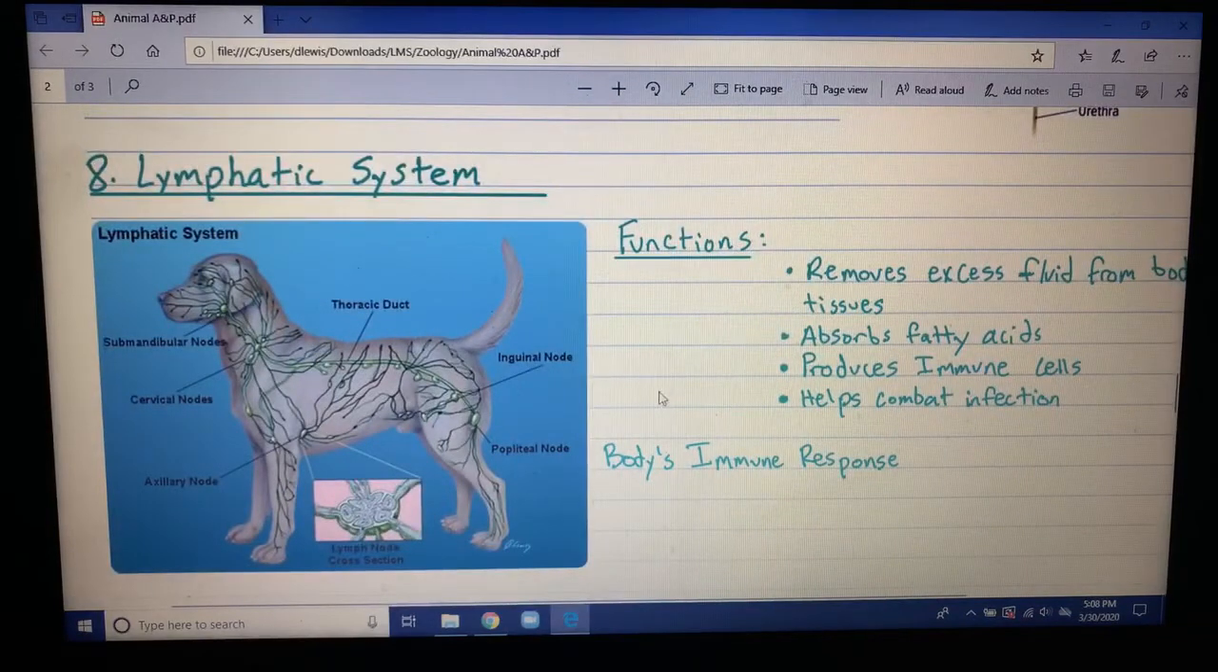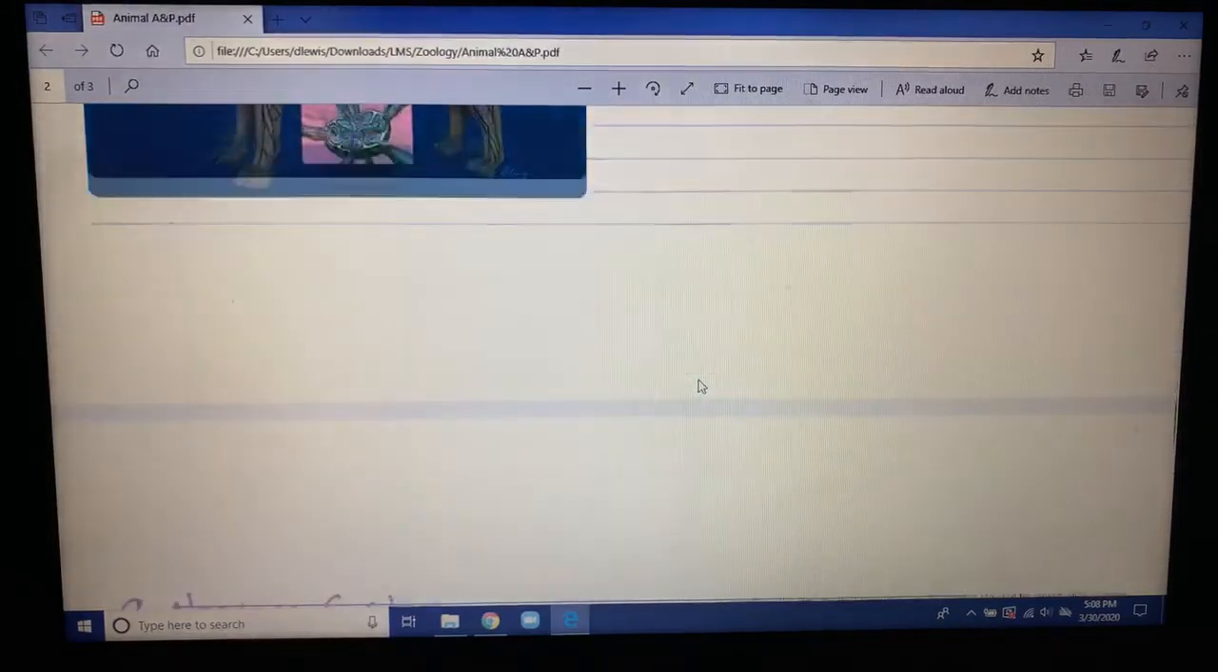The lymphatic system is going to be our body's immune system. It's going to remove excess fluid from blood tissues. It'll absorb fatty acids. It's responsible for producing immune cells, and it helps combat infection, mostly because the fluid is taken from the body tissues, the blood that's with it, it'll have an amount of white blood cells in it that'll help combat and fight those infections. And so this is our body's immune response system.